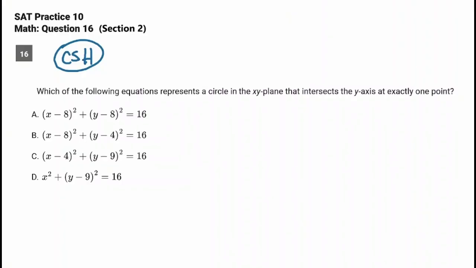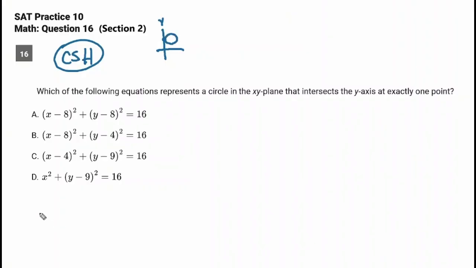Which of the following equations represents a circle in the xy plane that intersects the y-axis at exactly 1 point? This is not the picture we're going to draw, but what's happening here? Here's the xy axis. It intersects the y-axis, that's this one, at exactly 1 point. So it's going to look something like this.